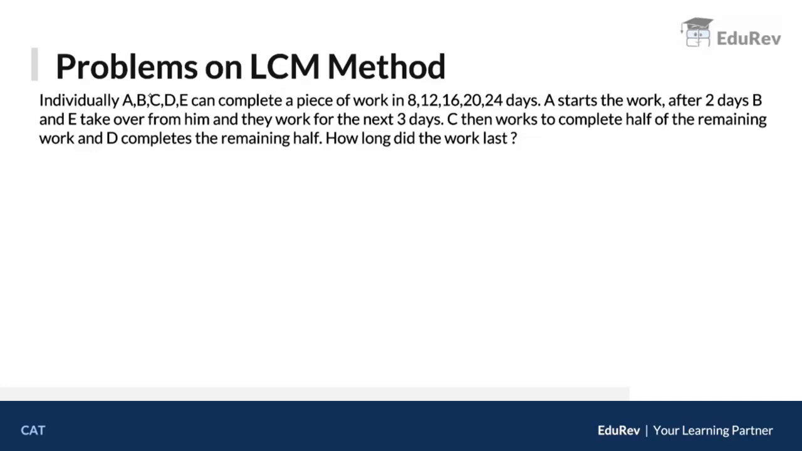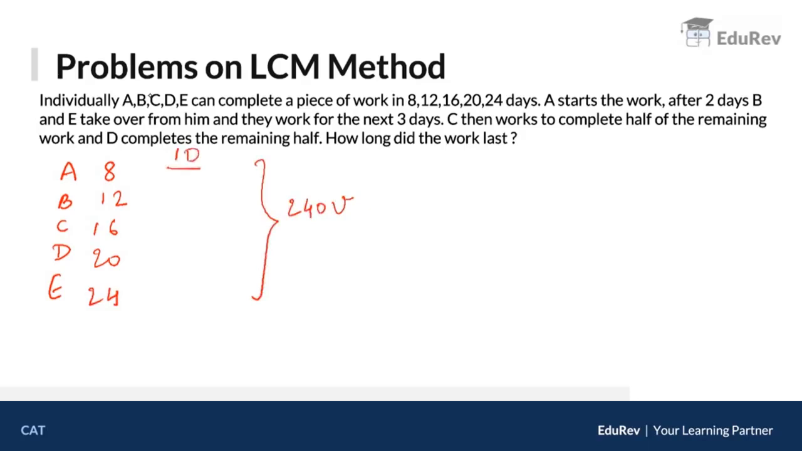Now if you try to do this sum by the reciprocal method, believe me, it's going to take a lot of time and it is going to make your sum extremely complex. But if you use the LCM method, it makes your sum very, very easy. Now what are they saying? The individual days are given for A, B, C, D, E. So first we'll find the LCM of 8, 12, 16, 20, 24. Like the previous sum, your LCM is going to be 240 units only.